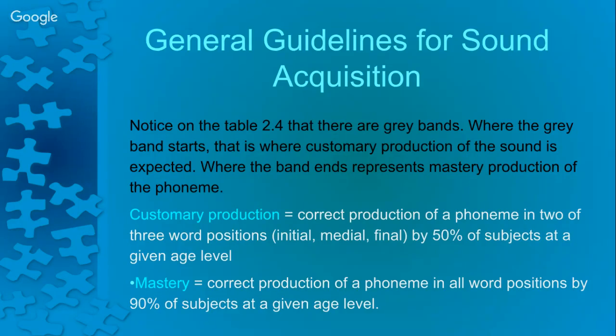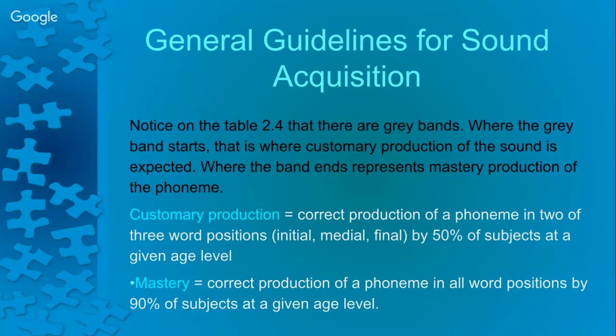Mastery is when that phoneme is produced by 90% of the subjects at an age level, and it occurs in the initial, medial, and final positions, not just 2 or 3 of those positions. Sounds happen at the beginning of words, in the middle of words, and at the end of words. So cake has a k at the beginning and a k at the end. Popcorn has a k in the middle. Each of those k sounds is learned individually.